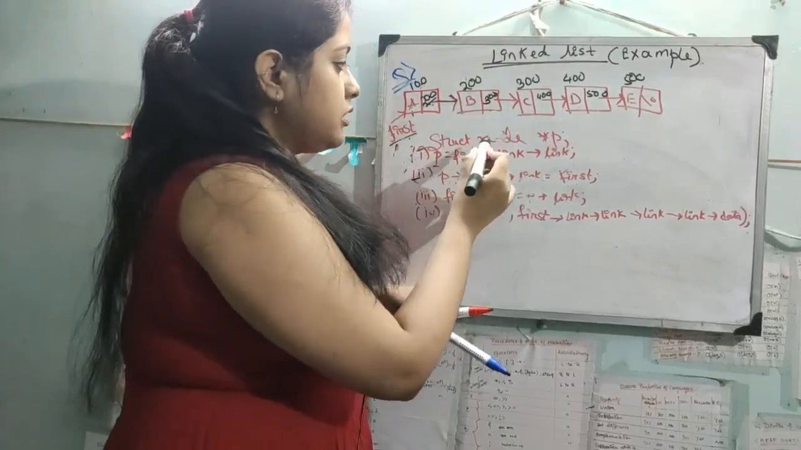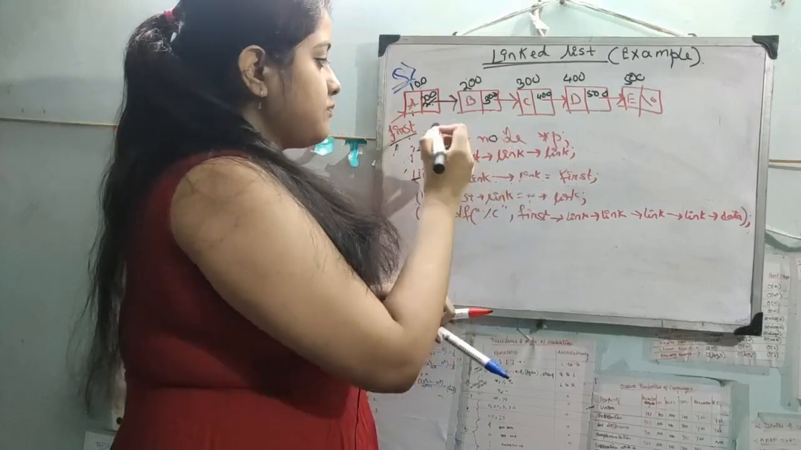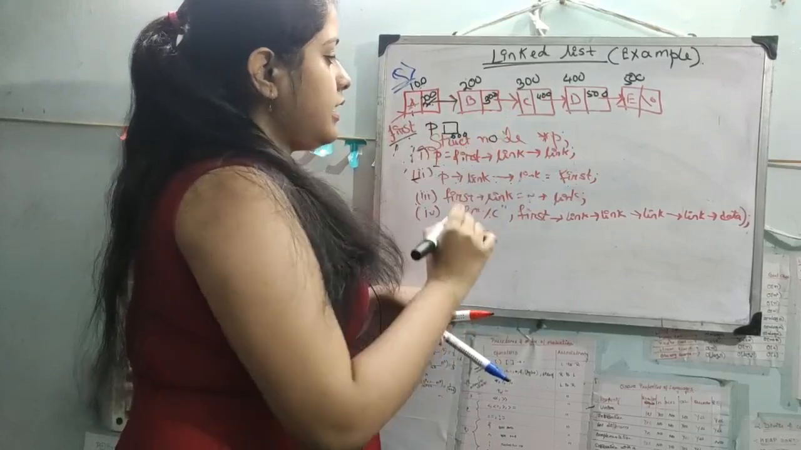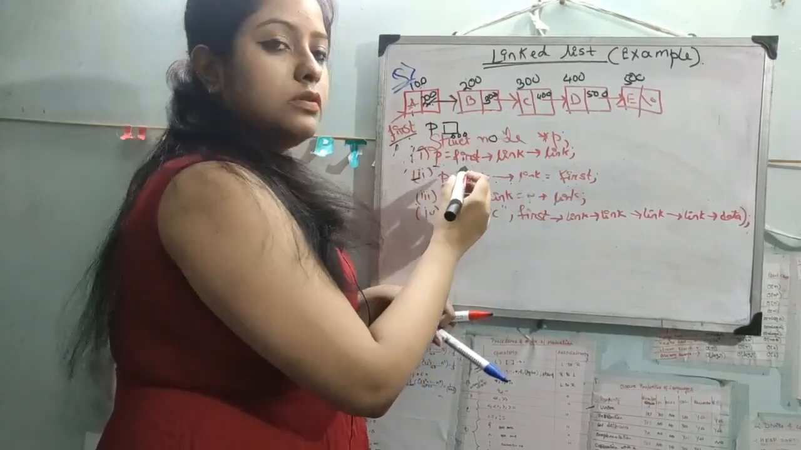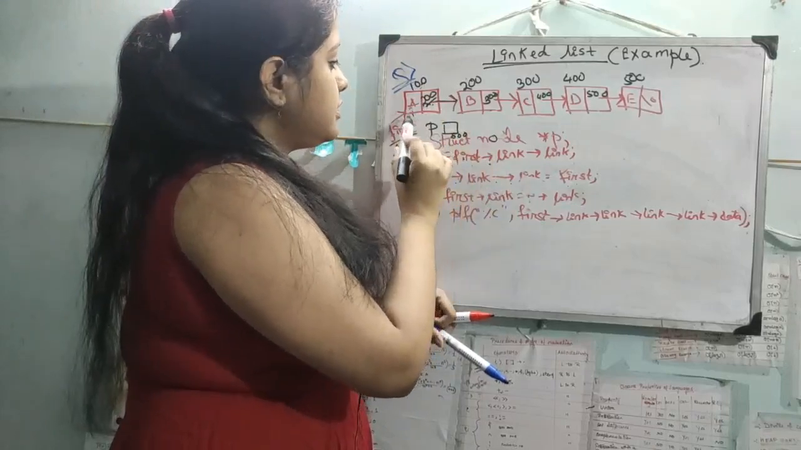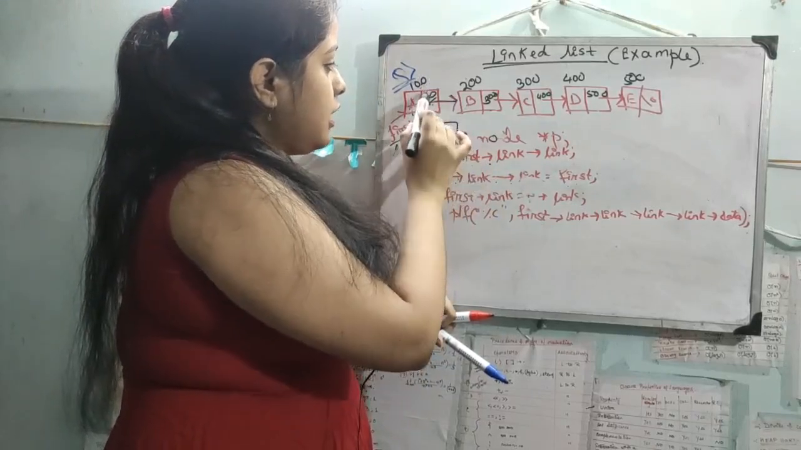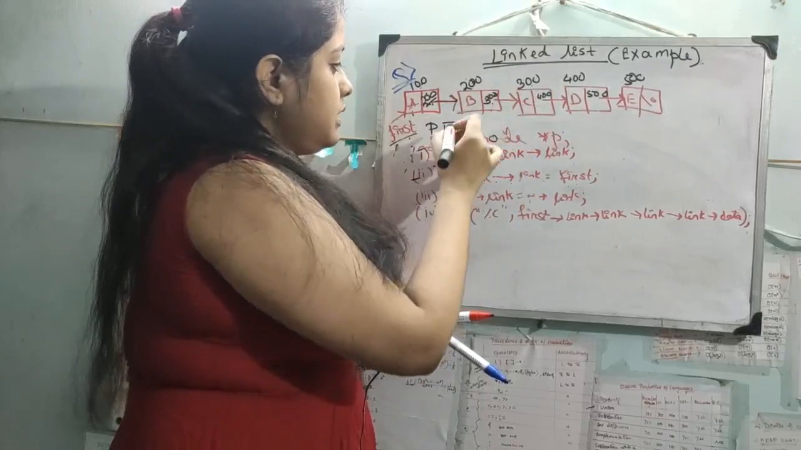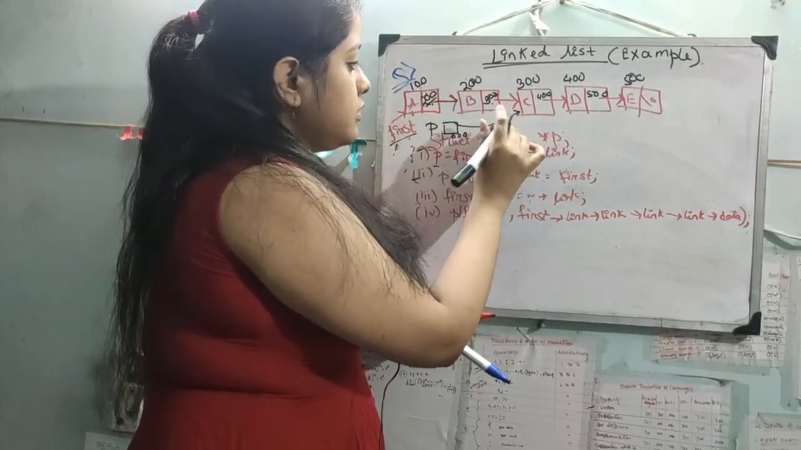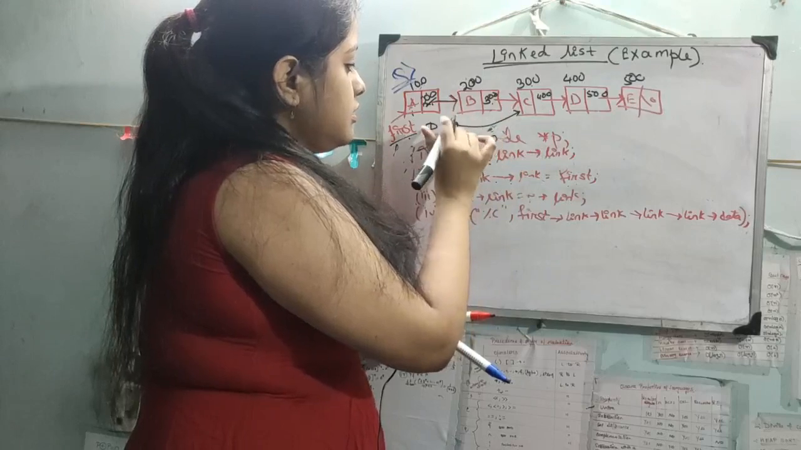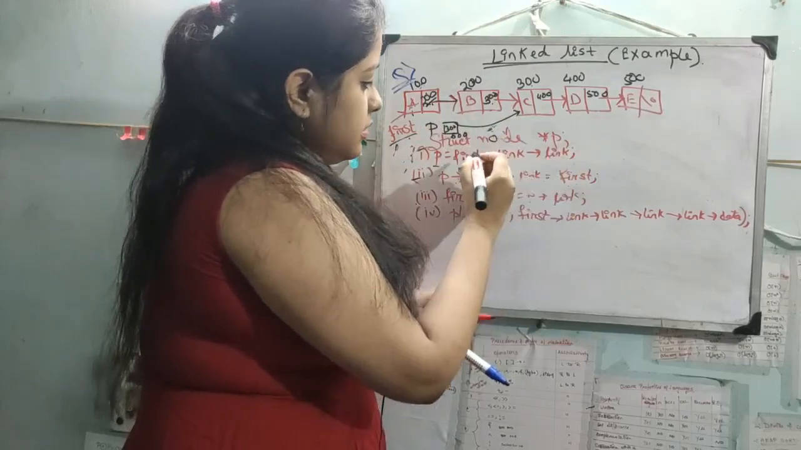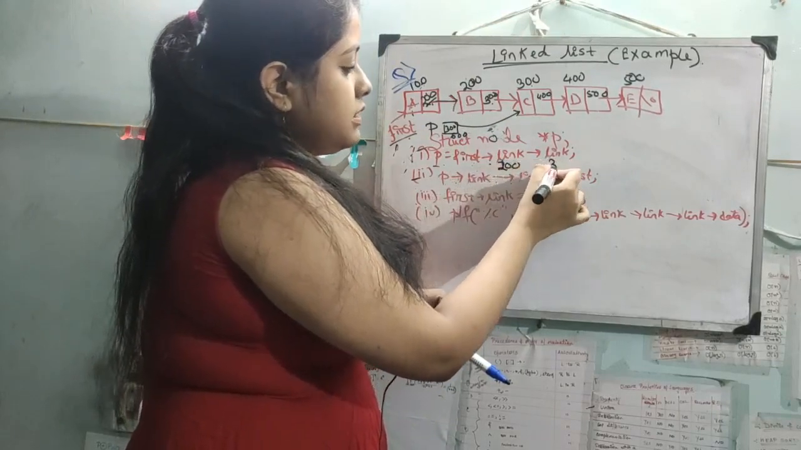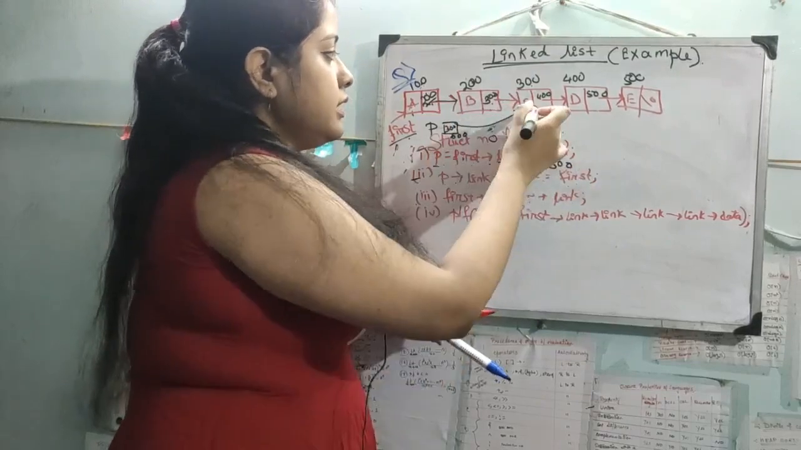Let's see here. Struct node star p means a pointer p is created. Let's say 500 or 600 is the address. Then p equals first arrow link: first is 100, arrow link means 200, arrow link means 300. So p is pointing to 300. Let's not write 300 here; I will write it like this: first arrow link means 200, arrow link means 300. So p is pointing to C.